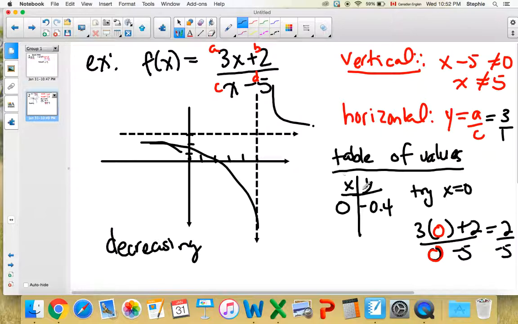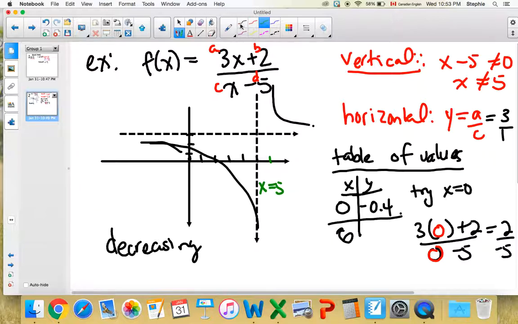If you're not sure, just make up another value. Let's go with what happens when x is more than 5, since we knew the asymptote here was 5. Let's say x is 6. I'm taking a value that's over here to see if we have a point.